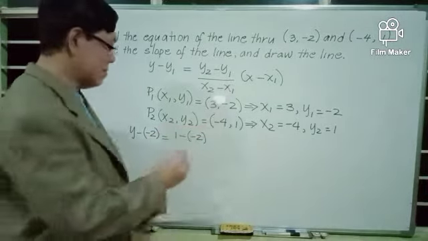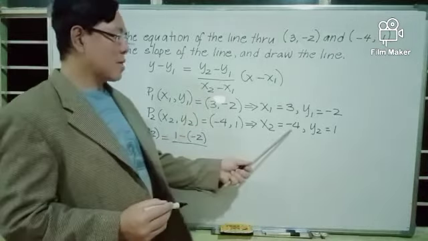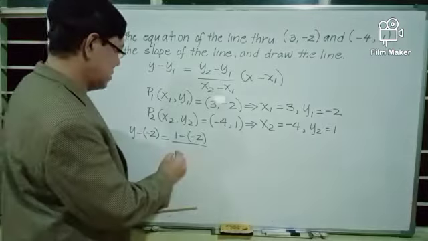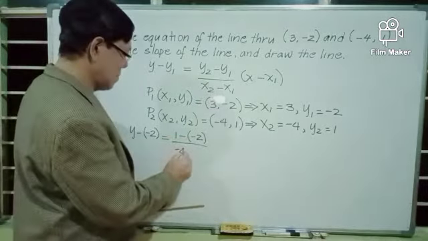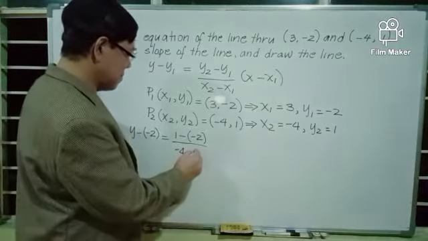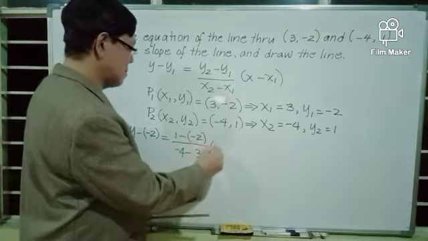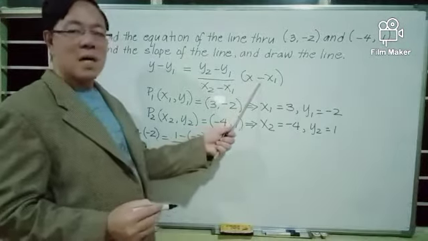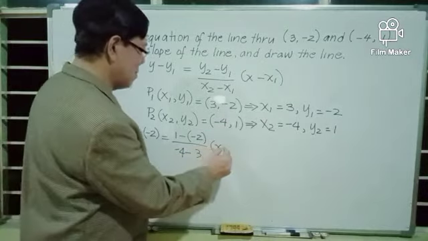Divide by x2. Our x2 is negative 4 minus x1. Our x1 is 3. Multiply by x minus x1. Our x1 is 3 minus 3.